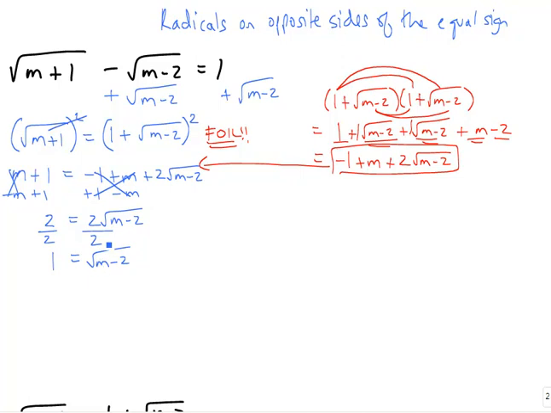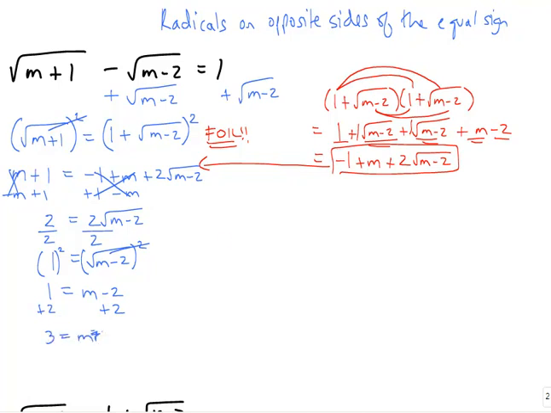So in this problem, we squared both sides of the equation. It got rid of most of the radicals, but we still have 1 left. Once we've isolated that leftover radical, we're going to have to square both sides again. So we're squaring the equation twice. 1 squared is 1. Square root squared cancels out, so we get m minus 2. And now this is easy to solve. We just add 2, and we get m equals 3.